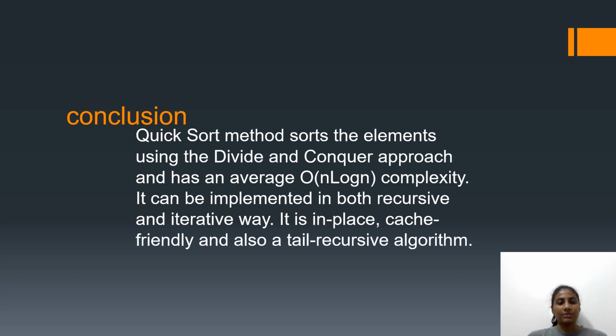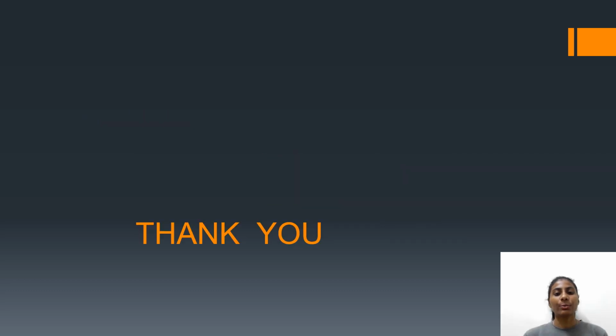I conclude here that quicksort is a method that sorts the elements using a divide and conquer approach and has an average complexity of O of n log n. It can be implemented in both recursive and iterative ways. It is in place, cache friendly, and also a tail recursive algorithm. By this I conclude the topic quicksort.